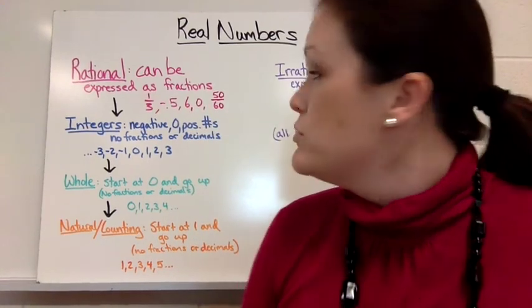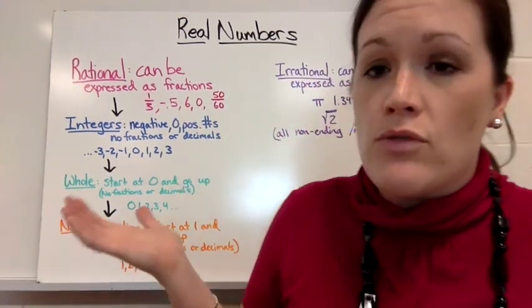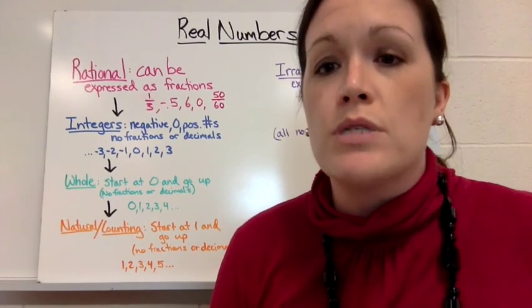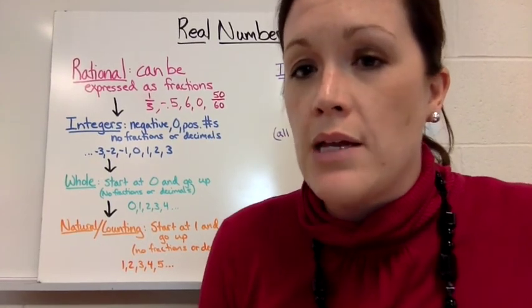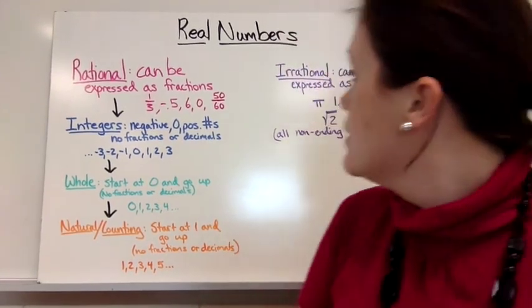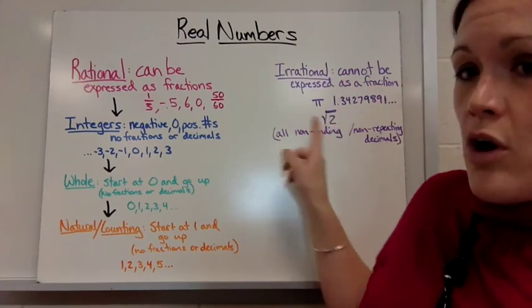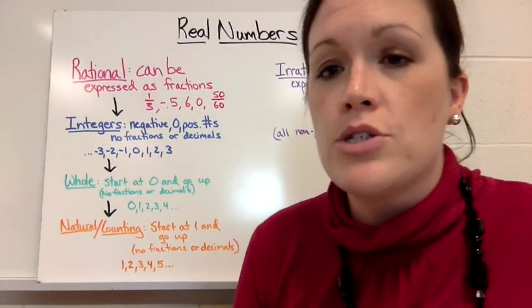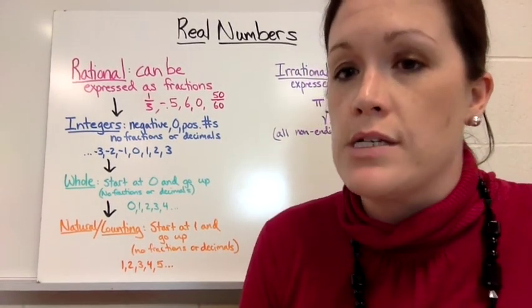0 would be rational. And something like 50 over 60, even though we could reduce it, would still be considered rational because we can express it as a fraction. The other category over here all by itself is irrational. These are special numbers that cannot be written as a fraction.